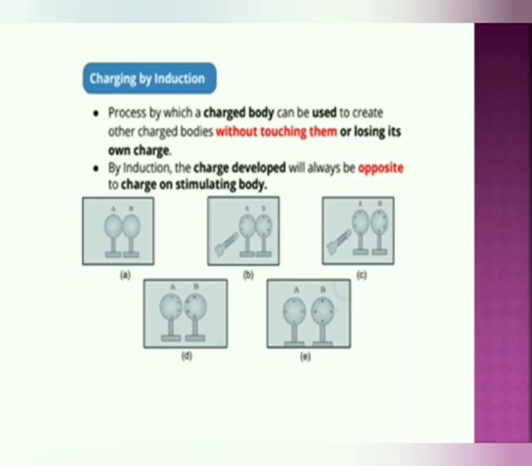So there is a collection of negative charges towards the end of one sphere and positive charges towards the other end. Now the two spheres are separated, as you can see in figure C. So sphere A will now have all negative charges and sphere B will have all positive charges.